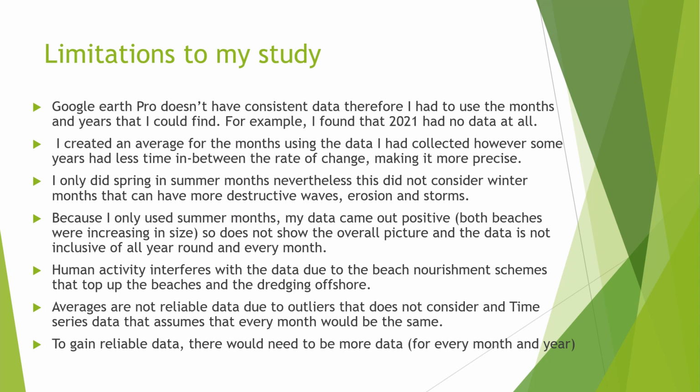Here are the limitations for my study. Google Earth Pro doesn't carry consistent data, so they don't have all months and sometimes not all years. I found that 2021 had no data at all, so I had to fill in using an average, but that made it difficult because some years had less time in between the rate of change. So I just had to use an average, which obviously isn't consistent.